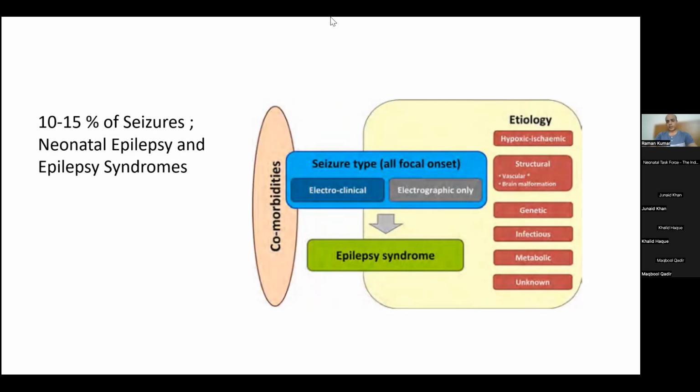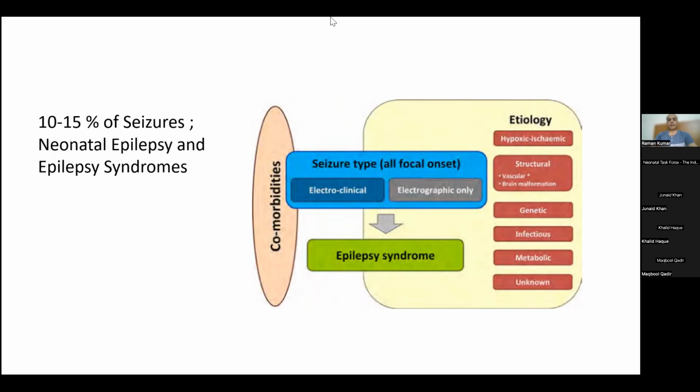Because of the connections of the brain, they are not very robust connections, and they are not well formed, and the two hemispheres are not very well connected. So you may get multifocal seizures, but you do not get generalized seizures. Then we talk about whether they are electroclinical or electrographic, and taking all these things into account, we figure out that this is this typical epilepsy syndrome.